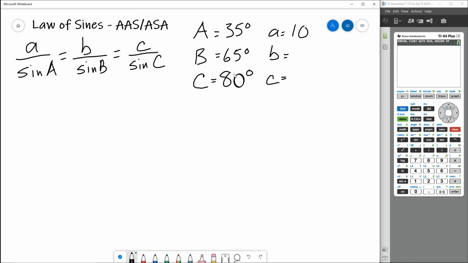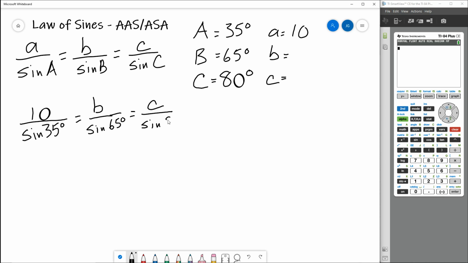Okay. And now that I have all three of my angles, I can set up a proportion here. So I can use a and sine of A, as well as sine of B and sine of C, to solve for b and c. So our proportion here is going to be 10 over sine of 35 degrees, equal to b over sine of 65 degrees, equals c over sine of 80 degrees.